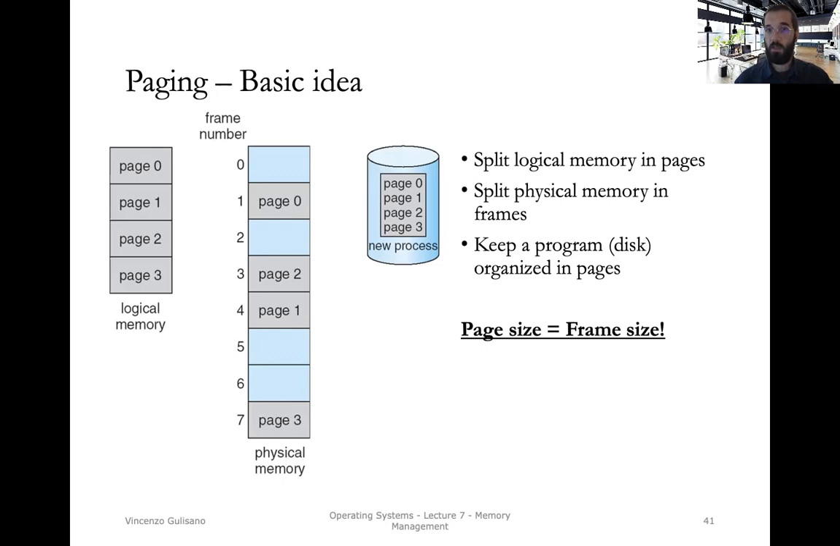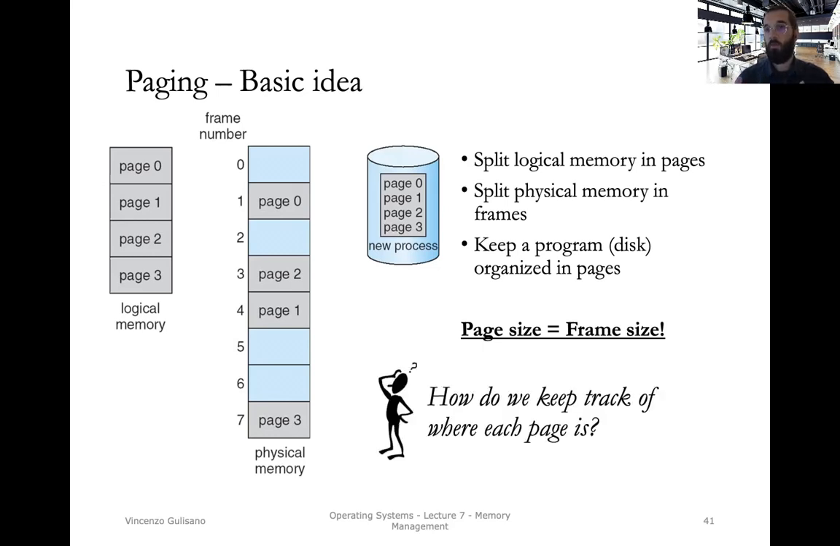You keep stuff on the disk organized into pages, and when you want to load a program into memory and start a process, you take your physical memory, which is divided into frames, and you place the pages of the process inside the frames. You don't need to put them one after the other in a contiguous fashion or order. You can just put the pages into the frames the way you want, okay? And what you need to do then is to keep track of where each page is located. So what is the frame that contains each page?